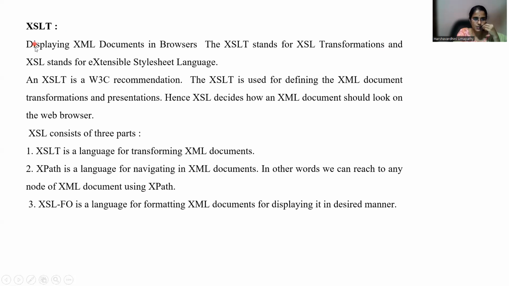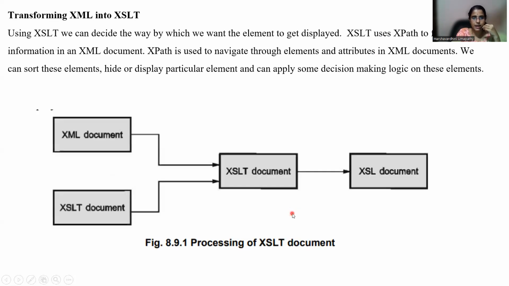This XSL consists of three parts. One is XSLT, which is a language to transform the XML documents. And next is XPath. It is used for navigating the XML documents. And another one is XSLFO, that is format. This XSLFO is a language for formatting the XML documents and displaying them in a desired manner.